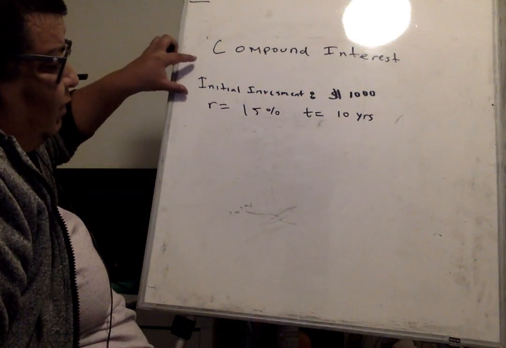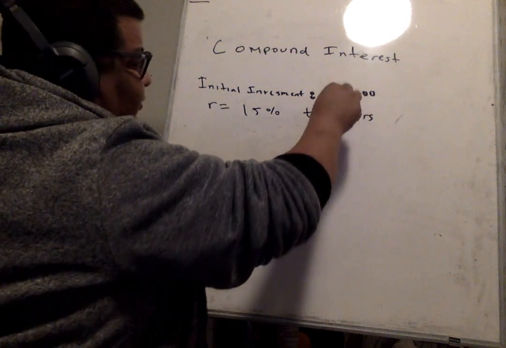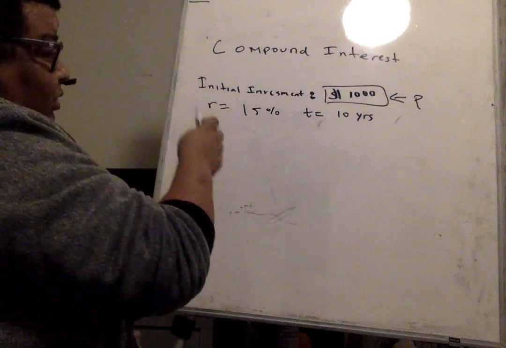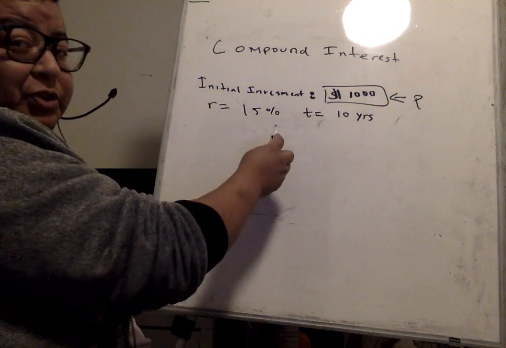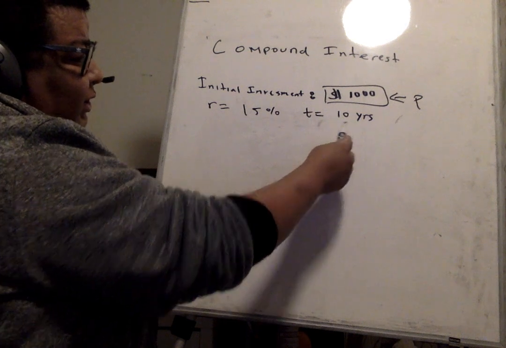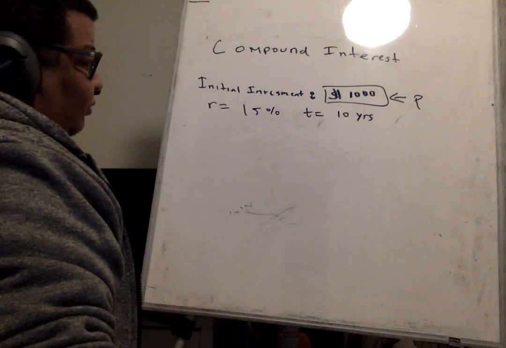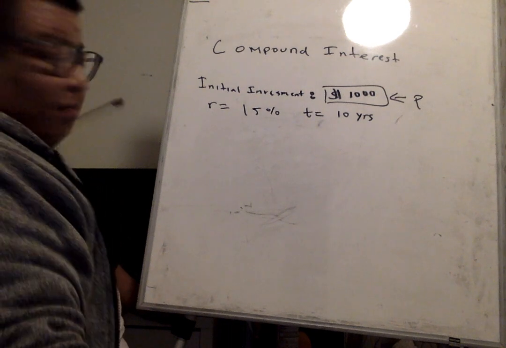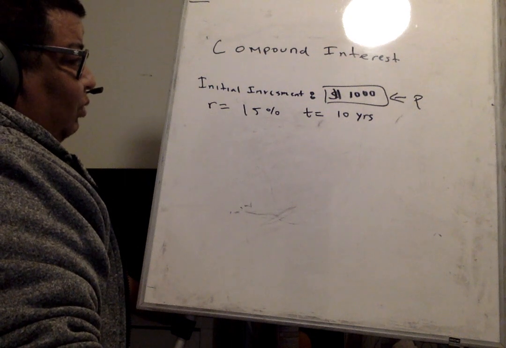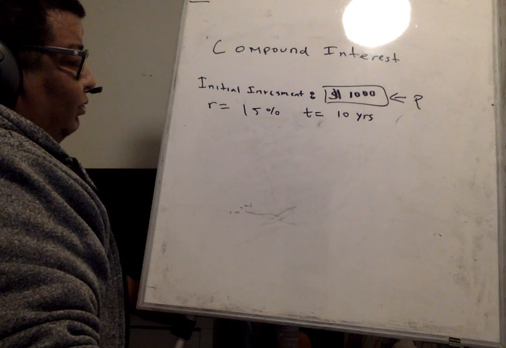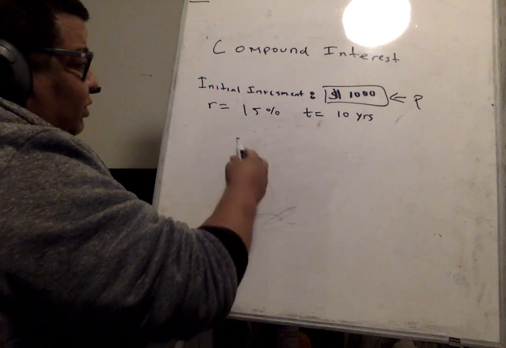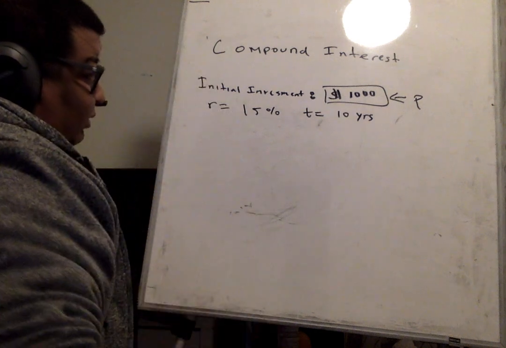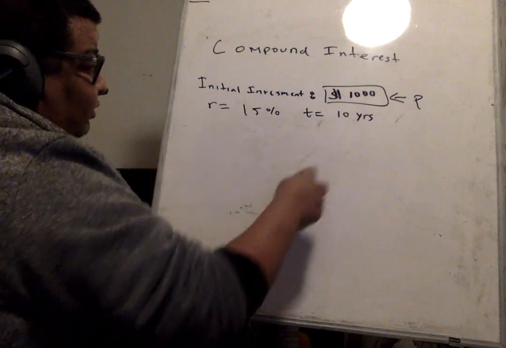So let's suppose that we have an initial investment of $1,000. So that's your P, the initial investment. And suppose that your rate of return is 15% and then your period is 10 years. Then we need to determine what the final accumulated investment is if the investment is compounded at different times over the 10 years.